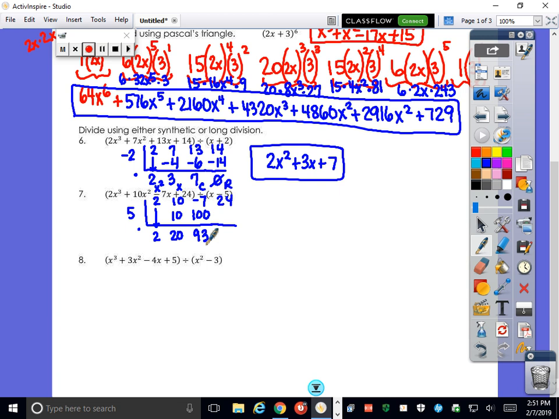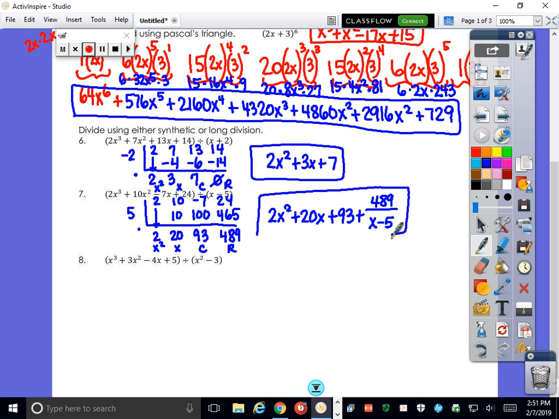When I multiply, I get 465. When I add, I get 489. Once I'm done, this is going to be my squared term, my x term, my constant, my remainder. So 2x squared plus 20x plus 93 plus 489 divided by, and you've got to put it over the divisor, which is x minus 5.